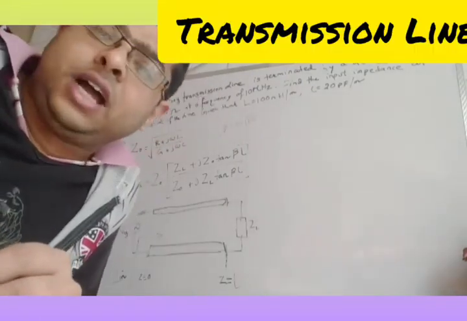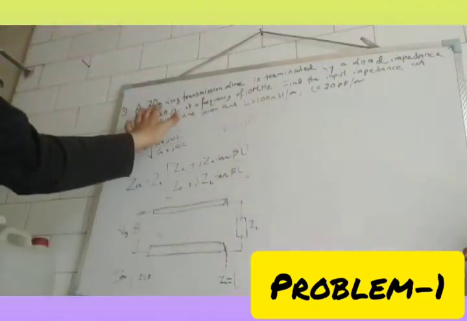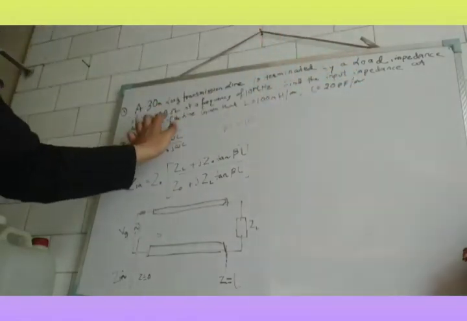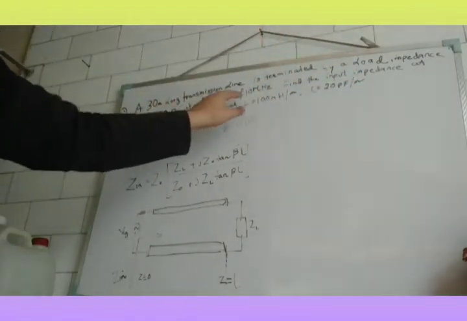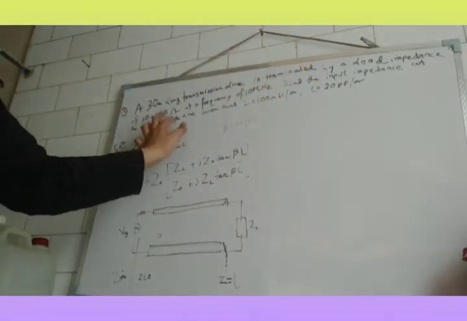Today I will discuss a numerical problem on transmission line. So here is the problem. A 30-meter long transmission line is terminated by a load impedance of 30 plus j20 ohm and the frequency is 10 megahertz. Find the input impedance at the midpoint of the line.